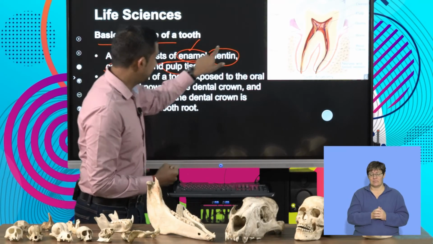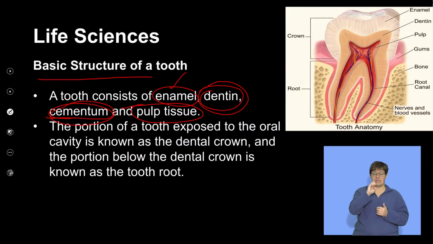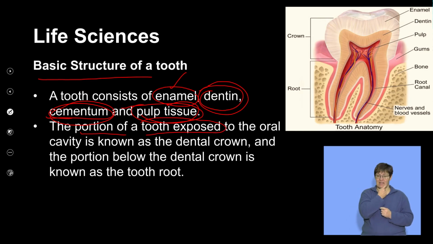You've got dentine that maintains the teeth. You've got the cementum, which cements the teeth into the bed of the jaw. And you've got the pulp tissue, in which the root of the tooth is embedded and supplied with nerves and blood vessels. The portion of the tooth exposed to the oral cavity is known as the dental crown.